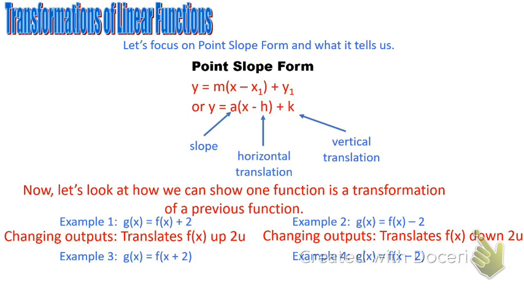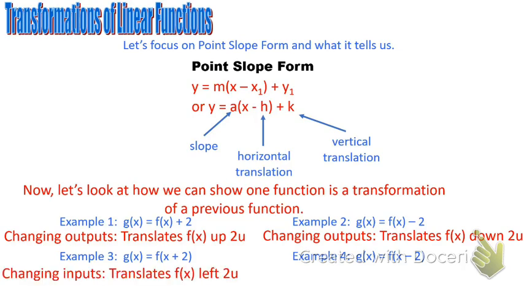In example 3, the new function g of x is f of x plus 2. Notice we're not adding 2 to the outputs anymore. Now we're adding 2 to x. This is like having that h value. This is going to be a horizontal translation because we're changing inputs. In this case, we're translating 2 units to the left.